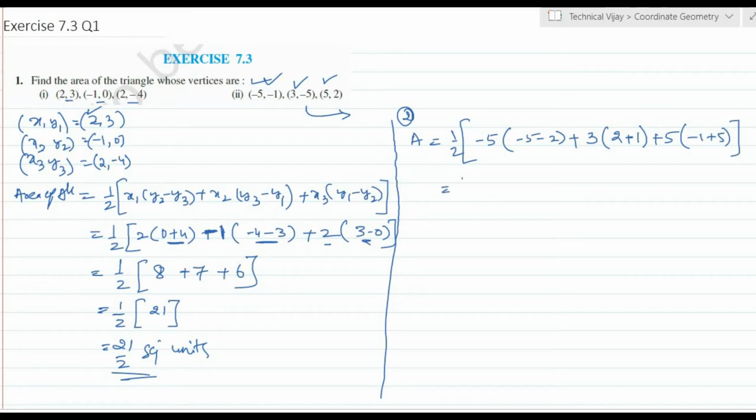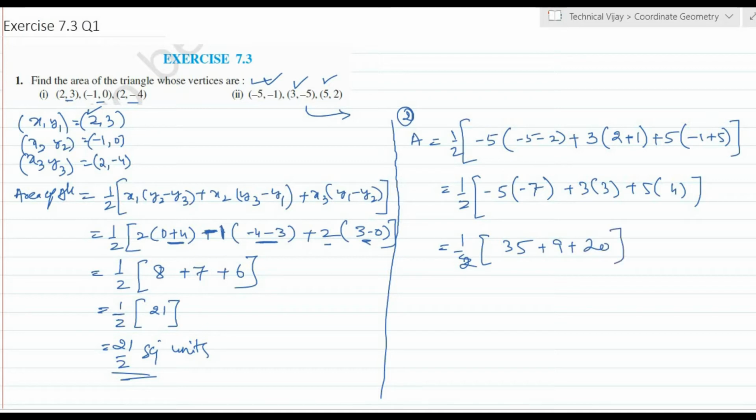So this is equal to half of, minus 5 into minus 7, plus 3 into 3, plus 5 into 4. So here half of, 5 sevens are 35, that is plus 35, plus 9, plus 5 fours are 20. So 35 plus 9 is 44, plus 20 is 64, by 2, which is equal to 32 square units. Okay, we'll go for the next one.